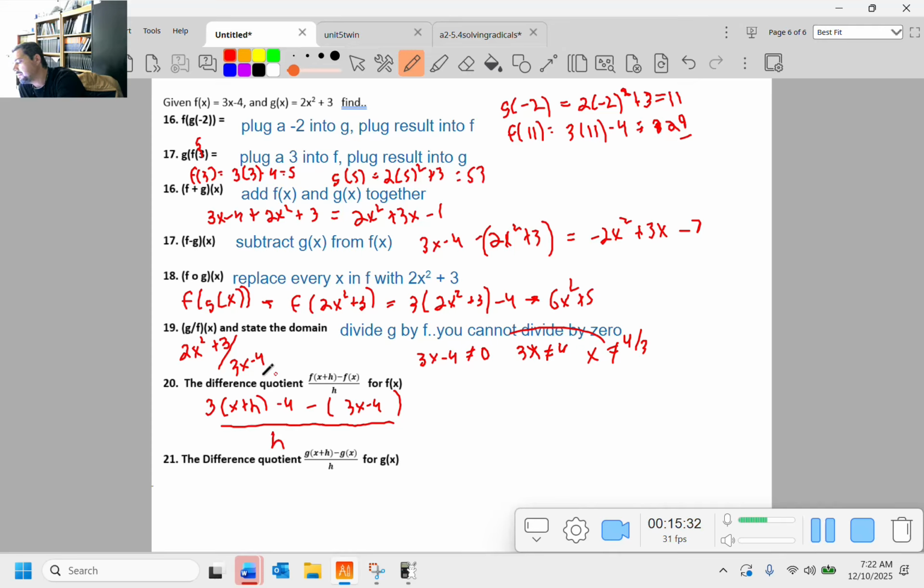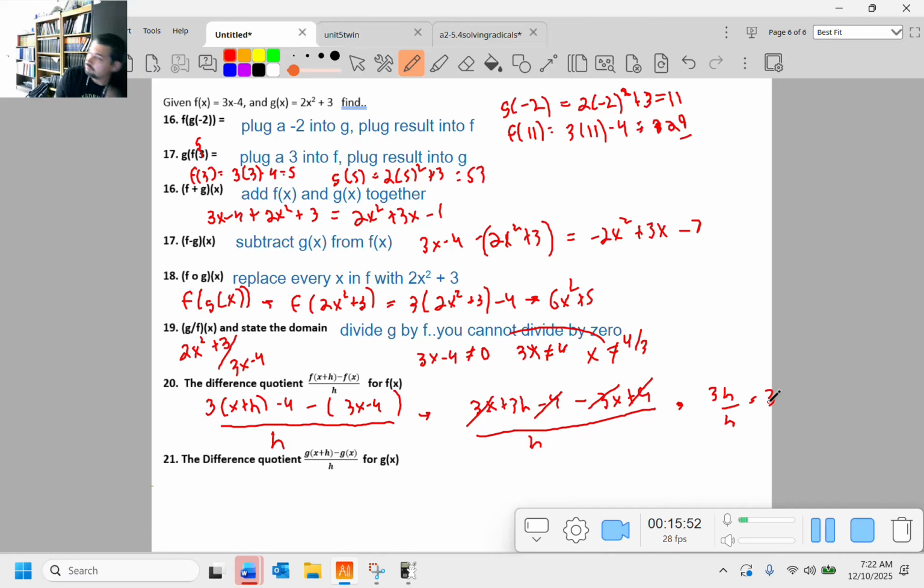Now, 3 times x plus h is going to be 3x plus 3h. Don't forget about the take away the 4, and then take away 3x plus 4, all sitting pretty over an h. Gone, gone, gone, gone. You have 3h over h, which is just 3. It's also known as the derivative, or the instantaneous rate of change.